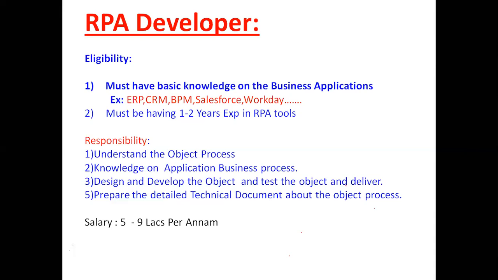In RPA, generally two tools are expected by people: one is Automation Anywhere, and the other is Blue Prism. So if there is a project on Automation Anywhere, yes, we are eligible. If there is a project on Blue Prism, then we are eligible. So for both, we are eligible.